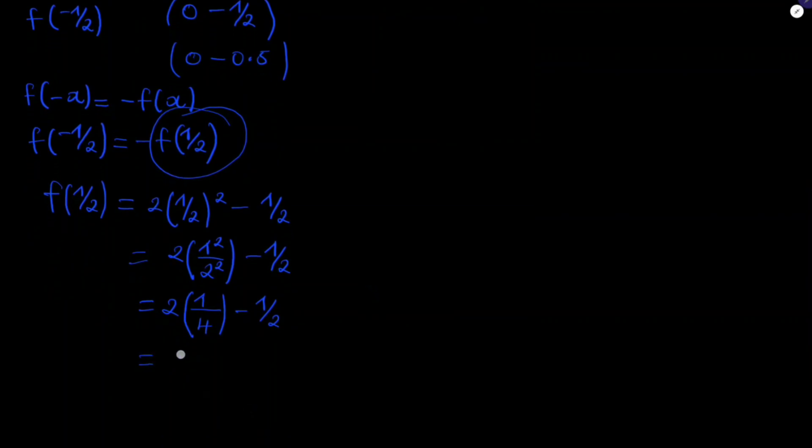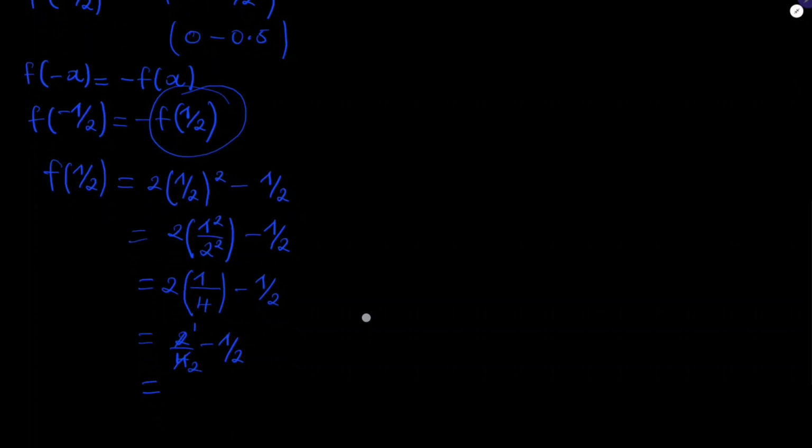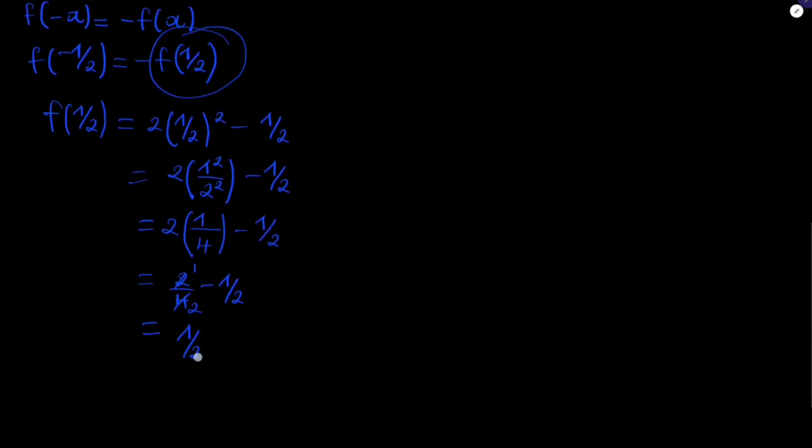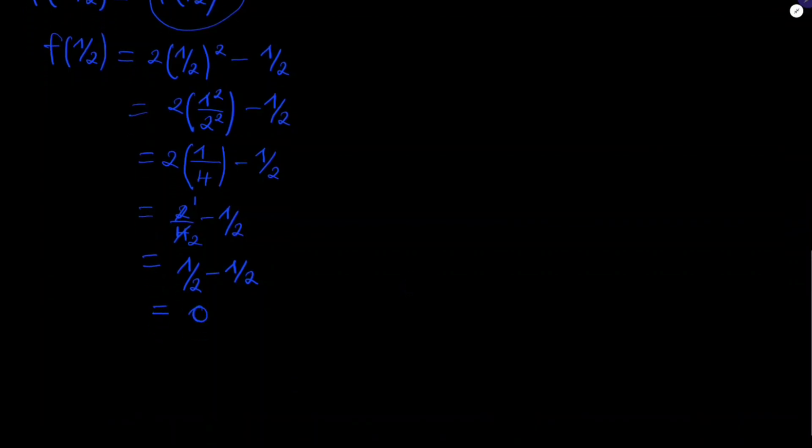So that is minus half. And then here we have 2 on 4 minus half. So 2 on 4 can be simplified. 2 goes into 2 one time and 2 goes into 4 two times. So we are left with half minus half. This gives us 0. So f of half is 0.